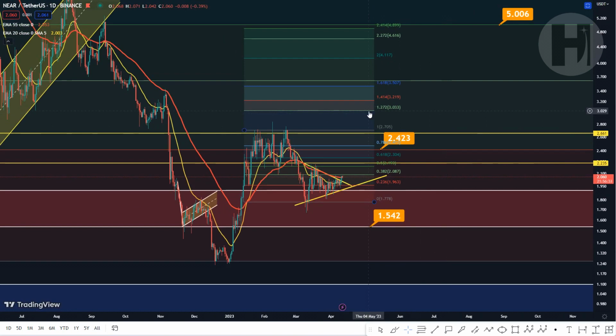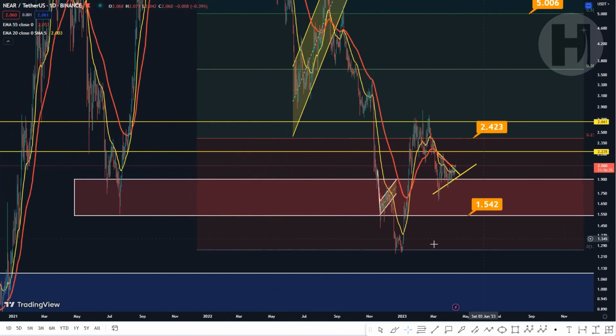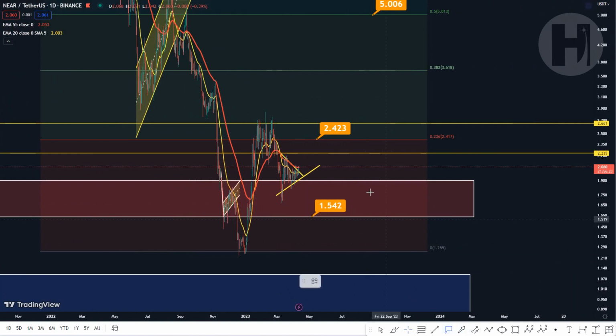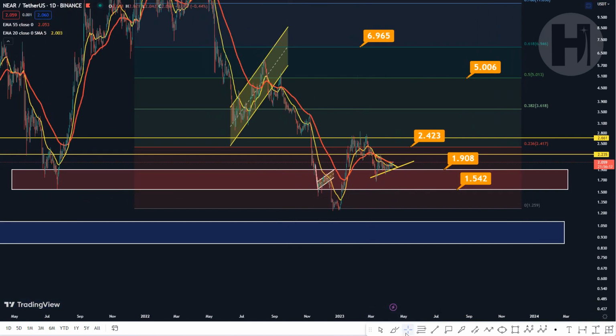I can only speculate based on the project's team, their marketing, and their development. Now, taking a look at this red support block that we have set up, anywhere from $1.91 down to $1.54. We had this support block set up long time ago. We broke down below it in November. We came back up, and now we retraced all the way down to back test this support block as support.